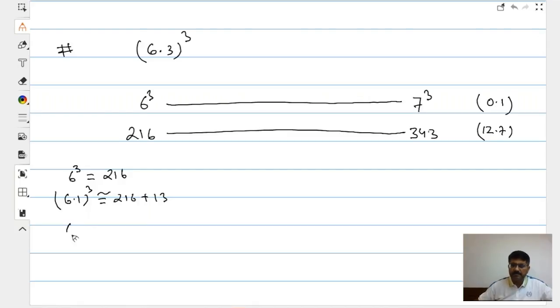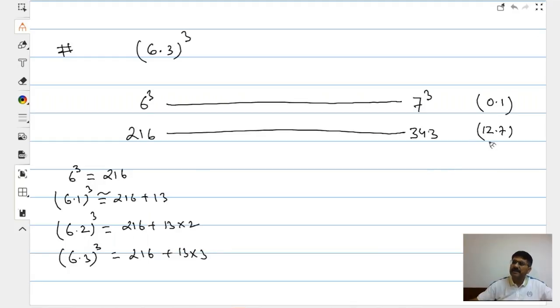216 plus 13 into 2, right? And 6.3, are you getting it? What I'm doing is 216 plus 13 into 3. That is what I'm doing. It is approximation, bede. It is approximation.